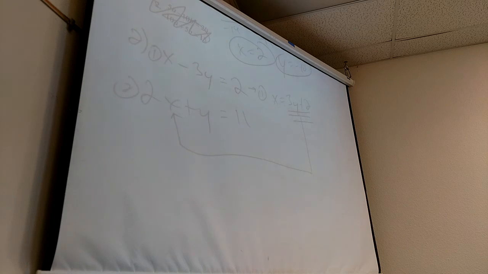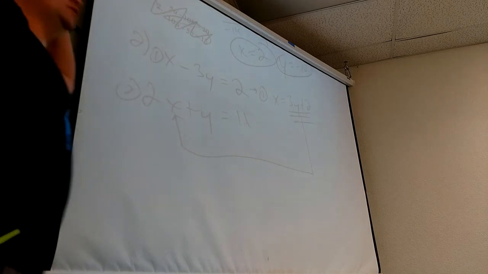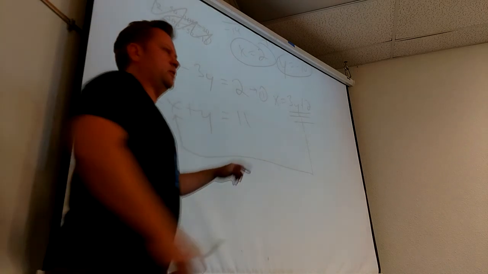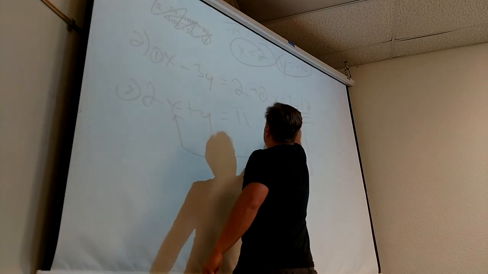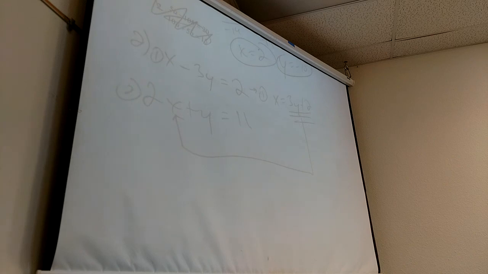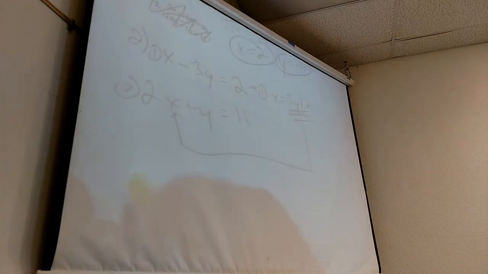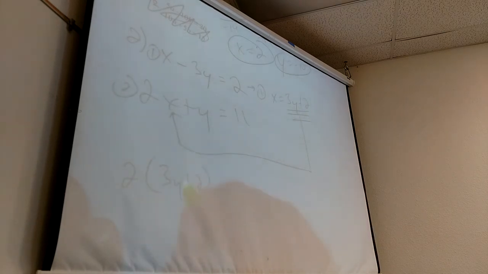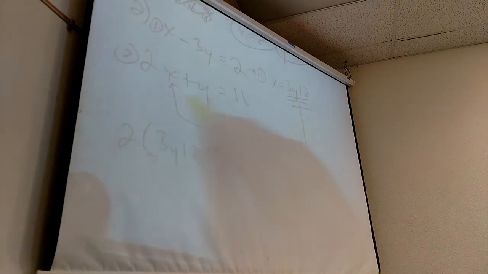So notice how elimination uses both pieces of information. It actually combines them. Substitution has to use both pieces of information. Use this one to get x, plug what you got into the other one. You've got to use both pieces of information. So if I rewrite this, you get twice what? Yes, because x is 3y plus 2. Twice x plus y is 11. So I rewrote twice x plus y is 11, just replacing x with what I know.